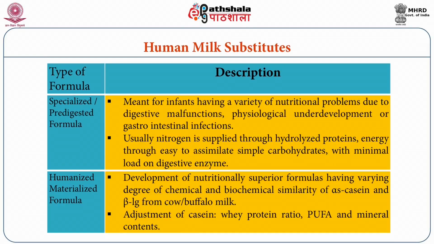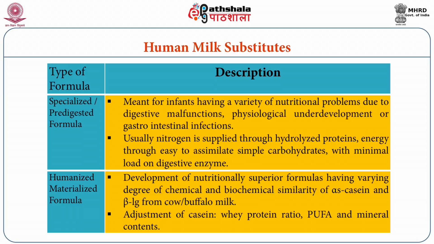The third type of human milk substitute is the specialized pre-digested formula, in which all the constituents used are in pre-digested form. They are meant for infants having a variety of nutritional problems due to digestive malfunctions, physiological underdevelopment or gastrointestinal infections. Usually nitrogen is supplied through hydrolyzed proteins, and energy through easy to assimilate simple carbohydrates, with minimum load on digestive enzymes.